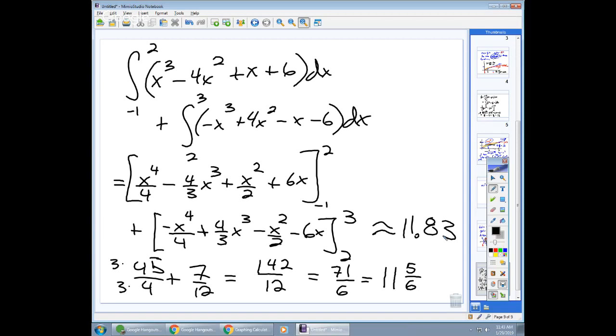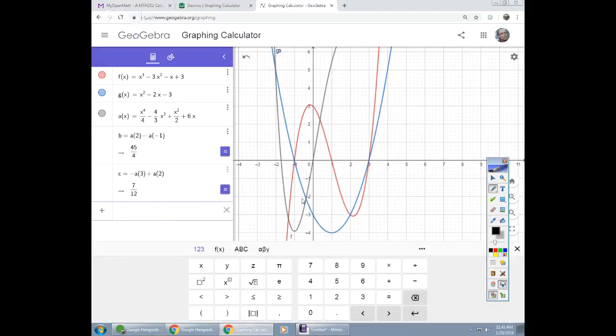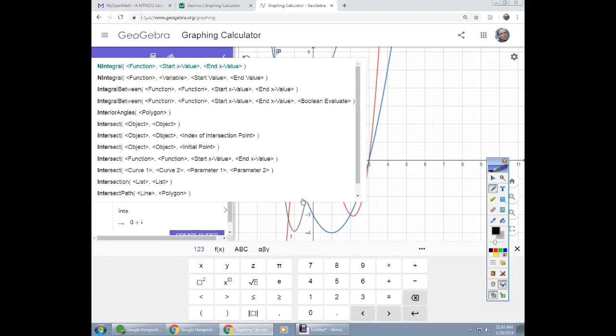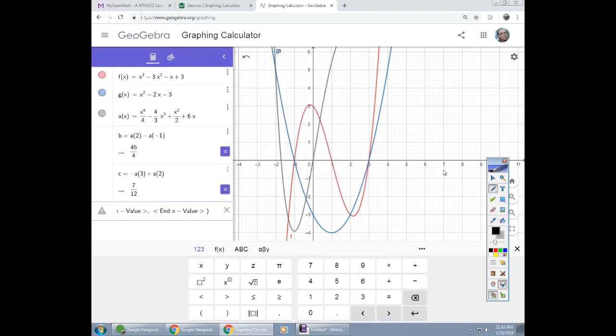Hey, remember that cool feature GeoGebra has? Will it work here? No, the integral between. It wants to know what's the top function. Oh, that switches, so I can't do it in one shot. I would have to do it in parts again. Yeah. And it would give you approximately the right answers. If you did try to do it in one shot, you'll end up with a problem.